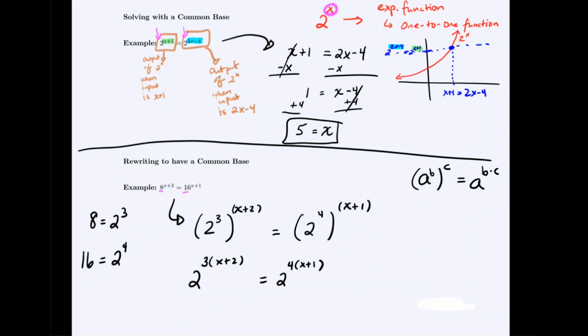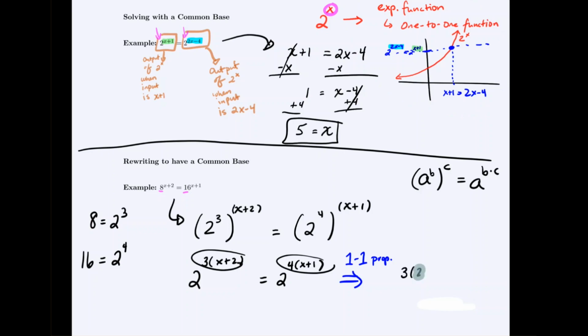We see this as asking us 2 to some input equals 2 to some different input. This is the function 2 to the x. And we're looking at two different input values into this function. Since this function is 1 to 1, we know if the output values are equal, that can only happen if the input values are also equal. So by our 1 to 1 property discussed here above, we know that if the two expressions are equal, then the two inputs are equal.